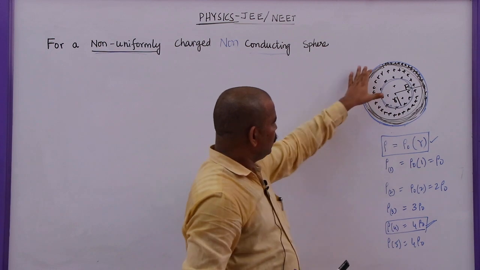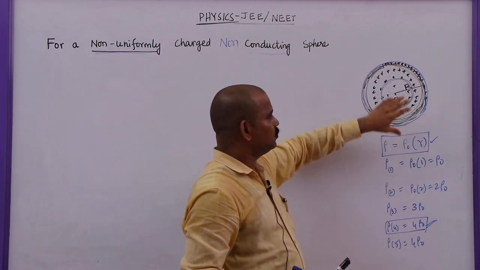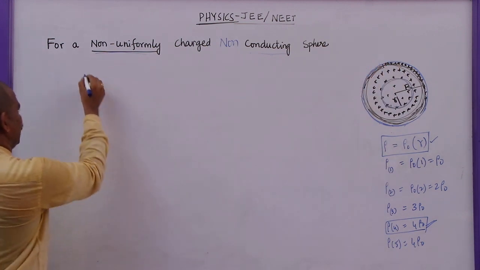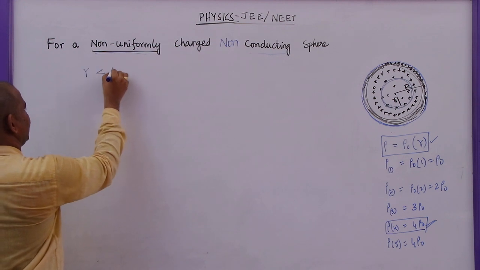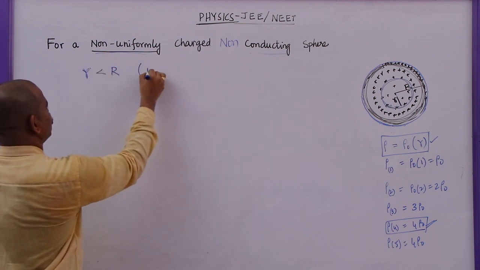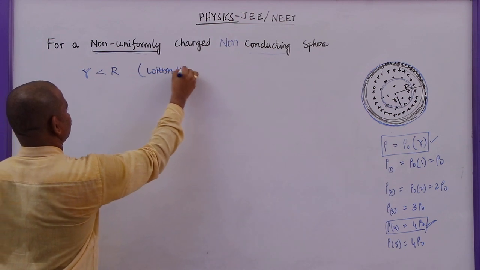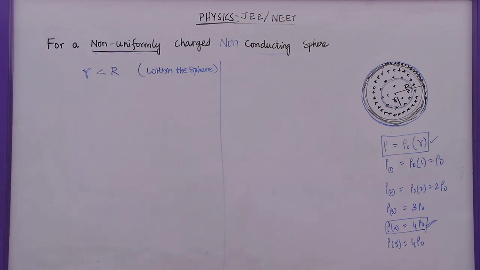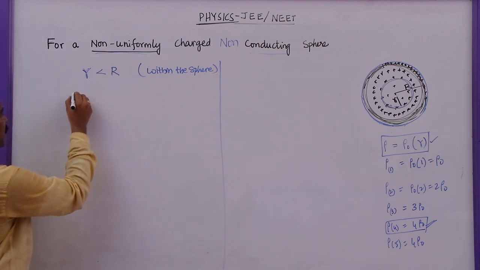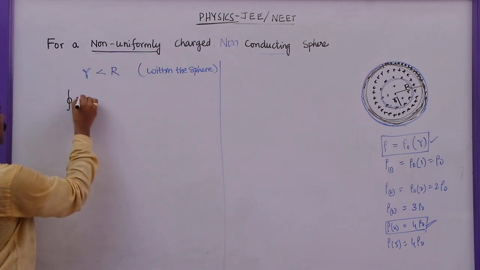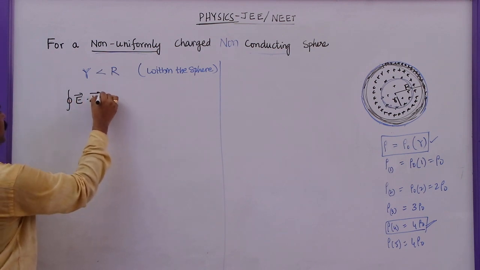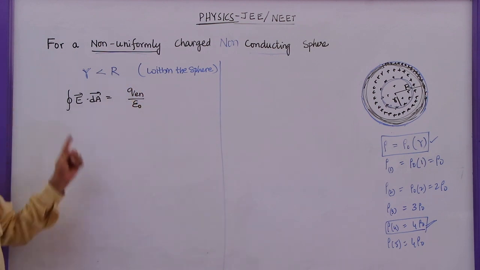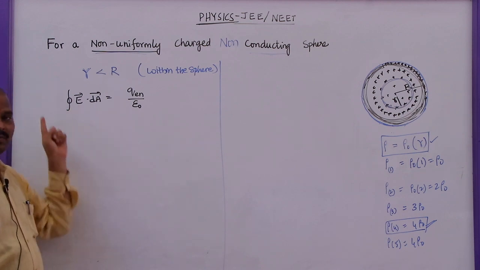Now you see, charge throughout this sphere is too high, but charge within this sphere is less. So here, if r is less than capital R, that is within the sphere, how to find the electric field now? We know the formula: integral of E bar dot dA bar is equal to enclosed charge by epsilon naught. We can use this formula directly to find the electric field using Gauss law.